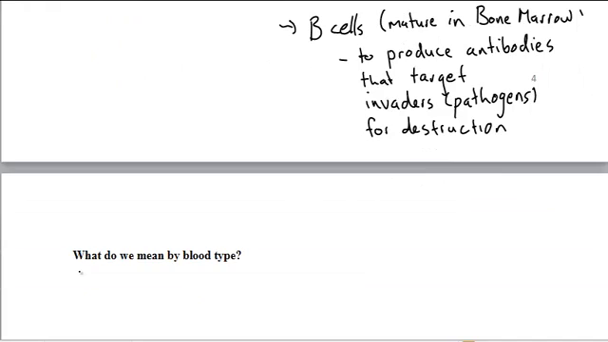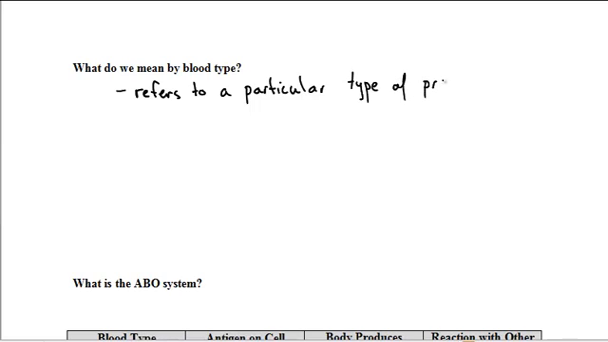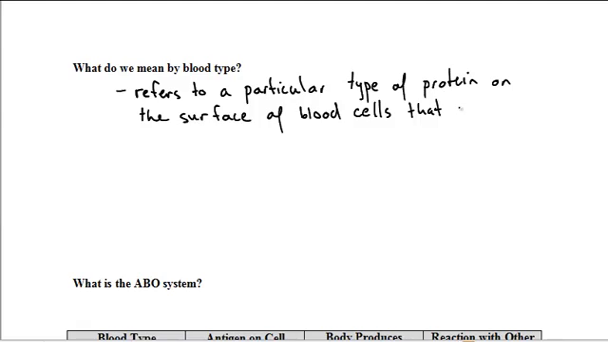And now the question many of you have been asking me about, what do we mean by blood type? And blood type refers to a particular type of protein on the surface of blood cells that can vary from person to person.